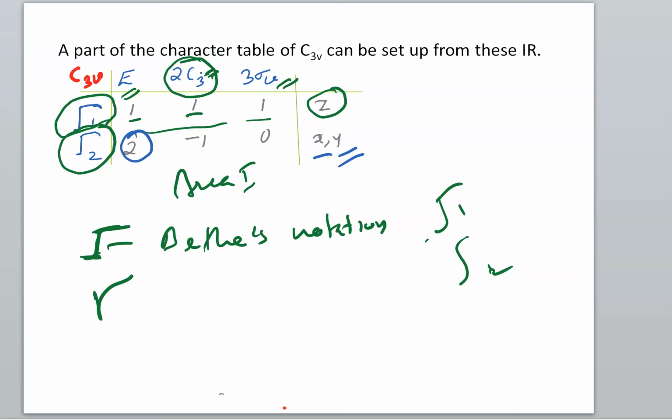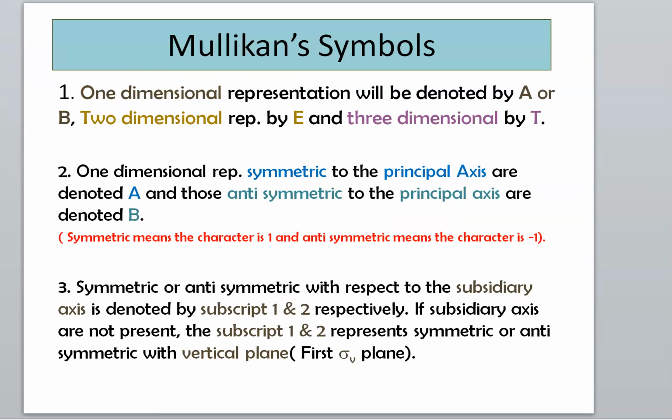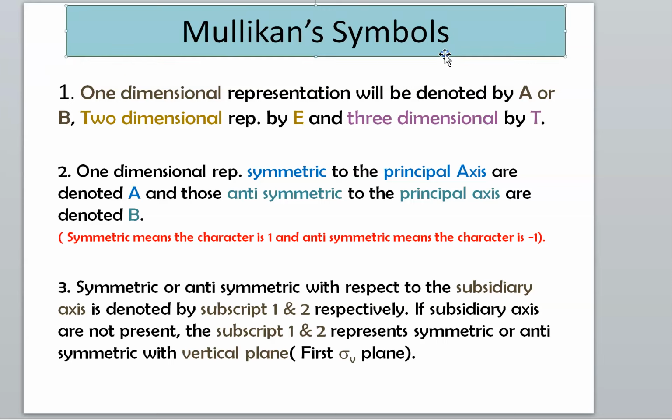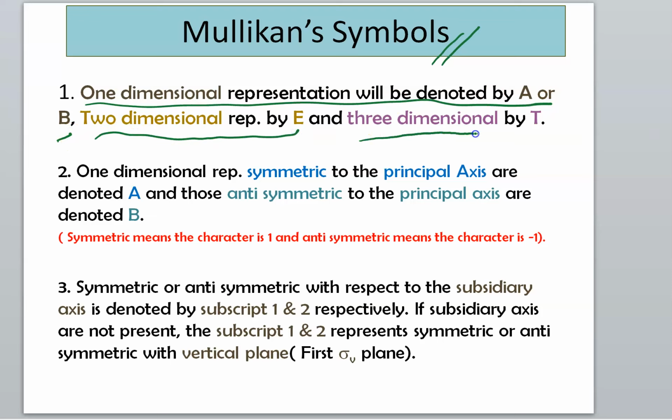Now in this video, we are going to discuss Mulliken's symbol. Irreducible representations are represented by a symbol system called Mulliken symbol. In Mulliken symbol, a one-dimensional representation will be denoted by A or B, a two-dimensional representation by E, and a three-dimensional representation by T.